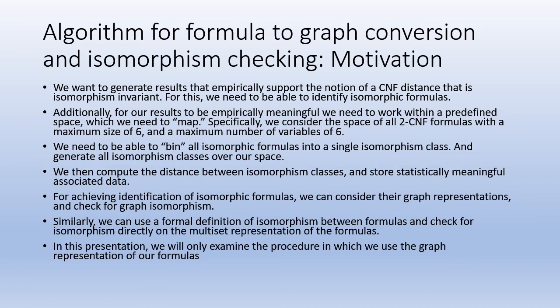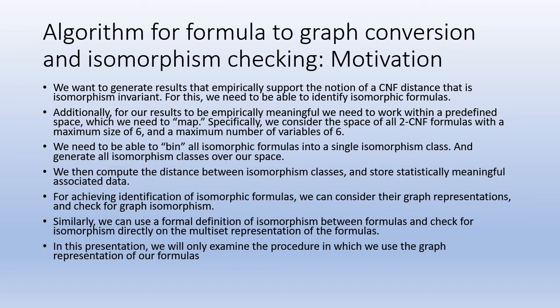Before describing the algorithm for formula-to-graph conversion, let us consider what we want to achieve. We want to generate results that empirically support the notion of a CNF distance that is isomorphism invariant. For this, we need to be able to identify isomorphic formulas. Additionally, for our results to be empirically meaningful, we need to work within a predefined space, which we need to map. Specifically, we consider the space of all CNF formulas with a maximum size of 6 and a maximum number of variables of 6.